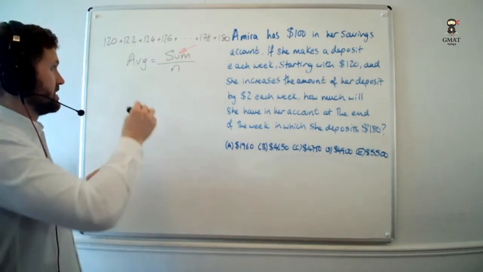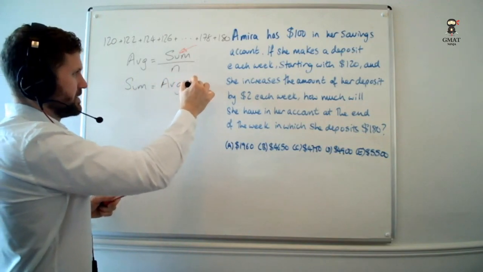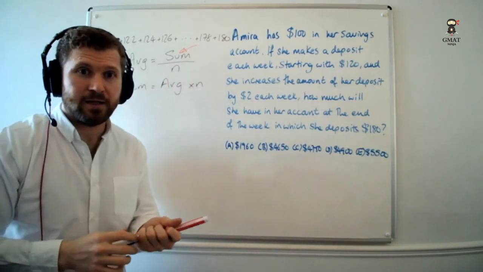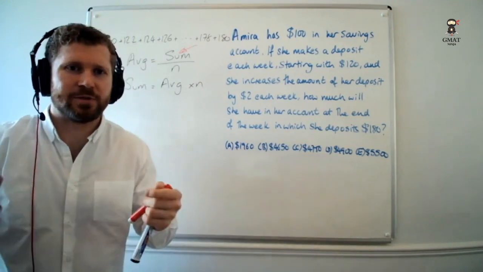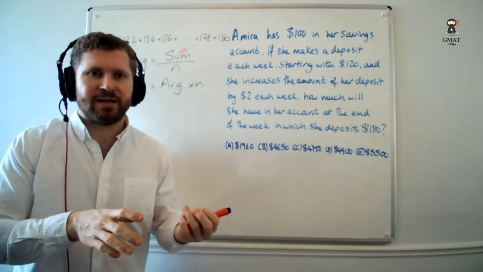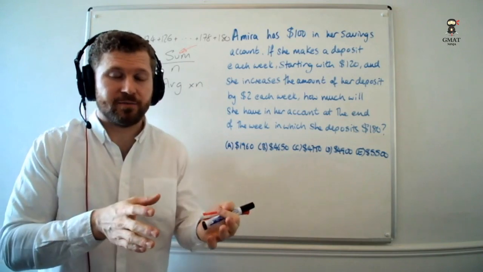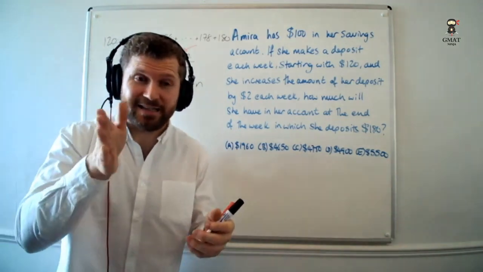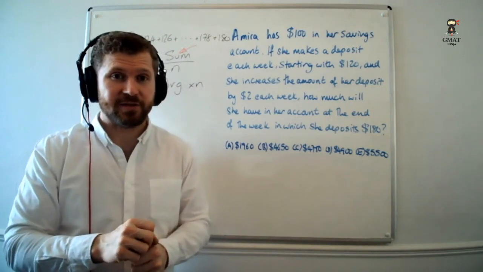So I could rearrange this equation to say, well, the sum is just going to be the average times the number of numbers. Now, at first glance, you might say, well, that's just made things more complicated. You haven't actually helped. But there's a bit of a shortcut we can take here. Because the GMAT is only really going to ask you to sum up a sequence of numbers if it is symmetrical and evenly spaced, we can find the average fairly quickly.